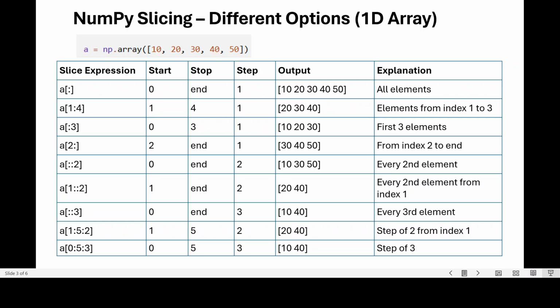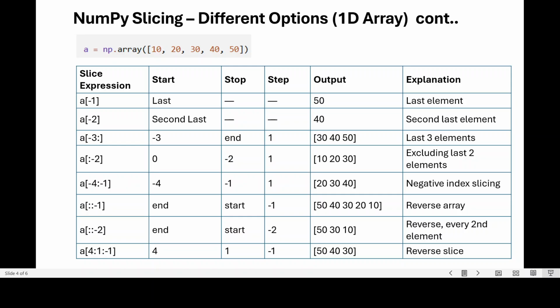The next expression is a of 0 colon 5 colon 3. Here the slice begins at the 0th position and jumps 3 positions at a time. So the output is 10, 40. These examples demonstrate how changing the start, stop and step values allows us to retrieve different portions of an array efficiently.